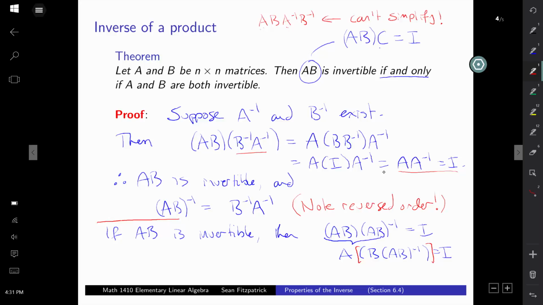Similarly, I could say that the identity is equal to AB inverse times AB, and I can move my brackets like so, right? And then I have something times B equal to the identity, and that tells me that B is invertible. And again, we're done. Okay. So that takes care of products, right? So now we know if we multiply two invertible matrices together, the product will also be invertible.